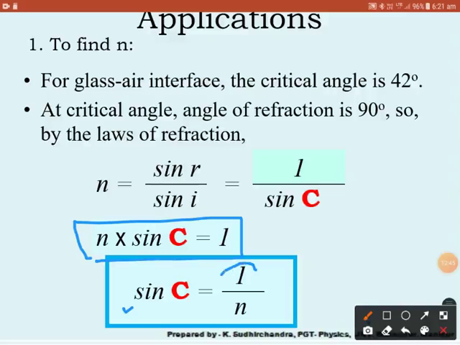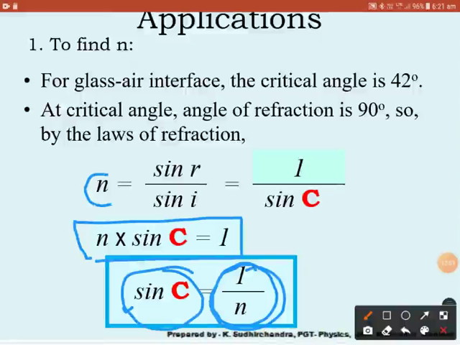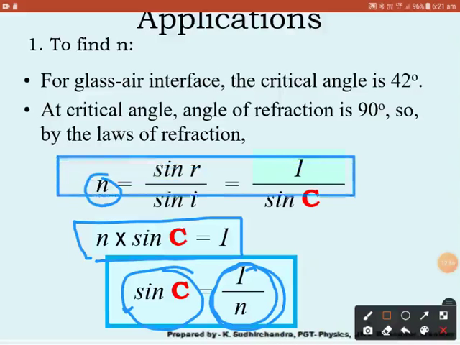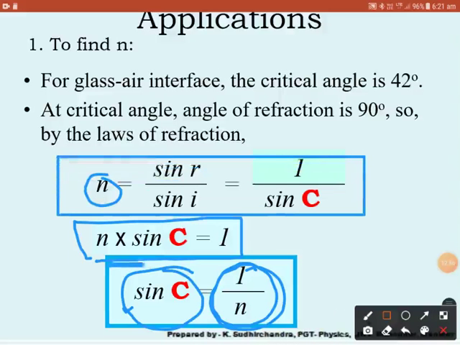So the reciprocal of the refractive index of a denser medium will be equal to what? Sine of the critical angle. So from this relation you can easily find out your refractive index. Either you can use this one, or you can use this one. From these two relations you can easily find out the critical angle or the refractive index.